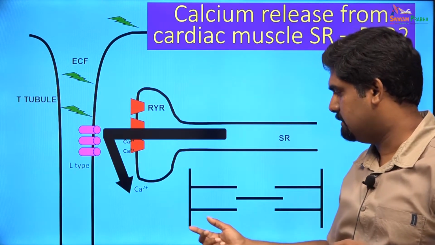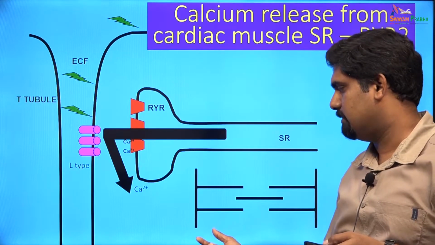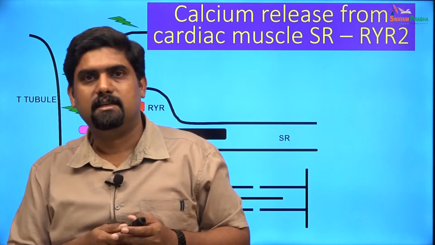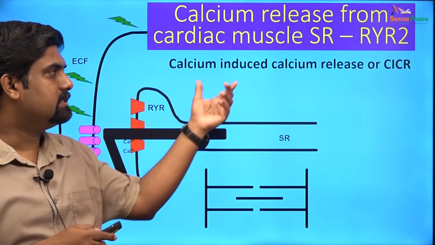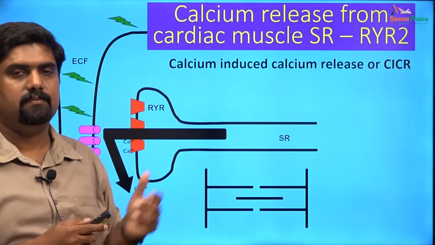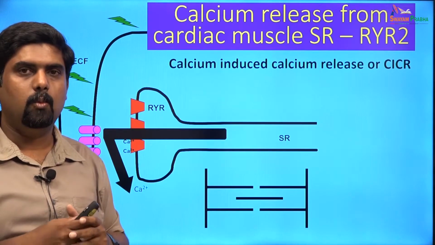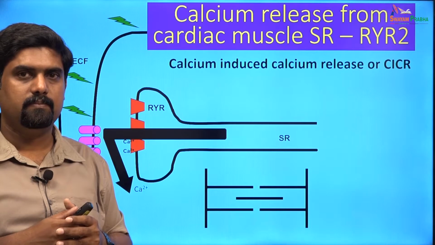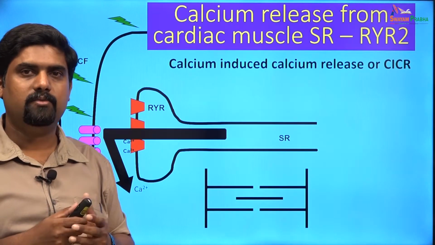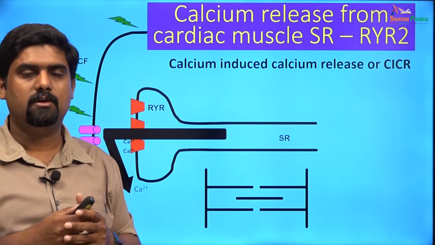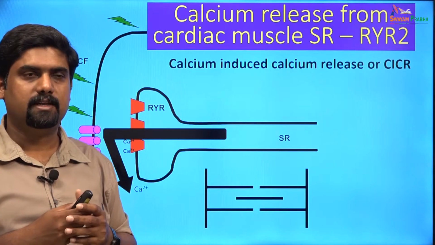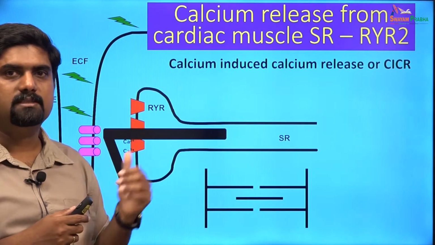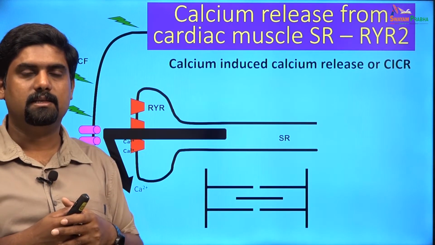Now this increase in intracellular calcium then causes the sliding of the filaments. So this mode of calcium release is known as the calcium induced calcium release, or CICR. This is different from the voltage induced calcium release that we saw in the case of skeletal muscle. In the skeletal muscle there is no need for external calcium to enter the cell for it to contract, whereas in the case of cardiac muscle, calcium should come from outside to inside to trigger calcium release from the SR.